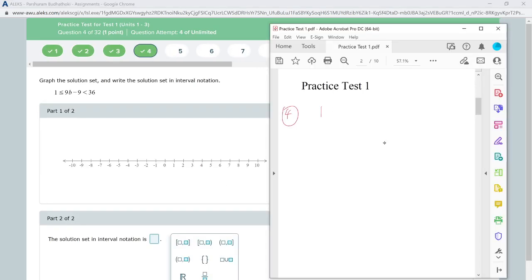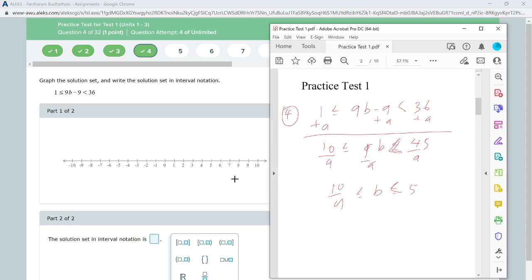Number 4, 1 is less or equal to 9b minus 9, less than 36. Add 9, so it will be 10 is less or equal to 9b, less than 45, and divide everything by 9. It will be 10 over 9 less than 5, less than only, okay. So the answer would be 10 over 9.